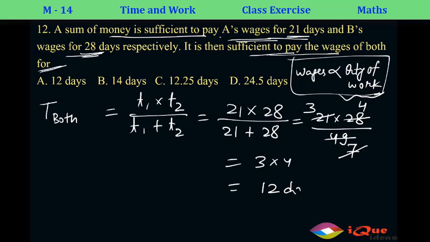That means that together this same amount can be sufficient to pay for 12 days. So the answer is option A. Now let's go to the next question.